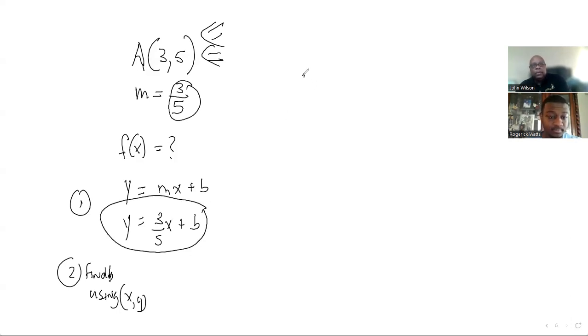So here we go. Step 3, we put in the points for x and y. So it would be equal, wait, I'm sorry. 5 = 3/5 times 3 plus b. Or 5 equals 9/5 plus b. And now you want to get clever, right? You want to subtract this. It'd be nice if this is over 5, wouldn't it? What's 5 times 5? 25.